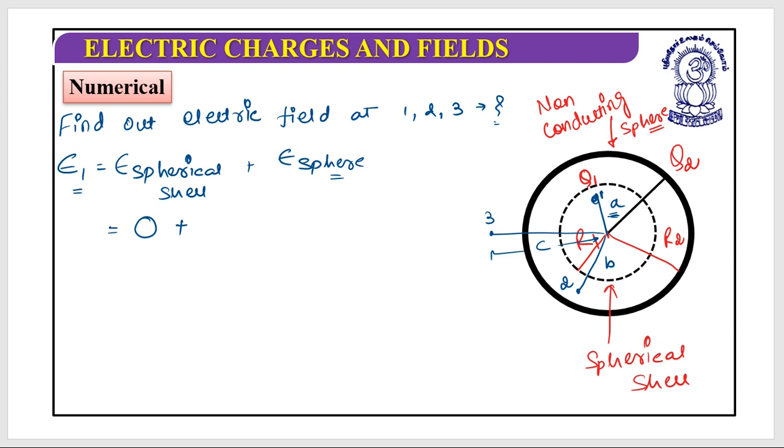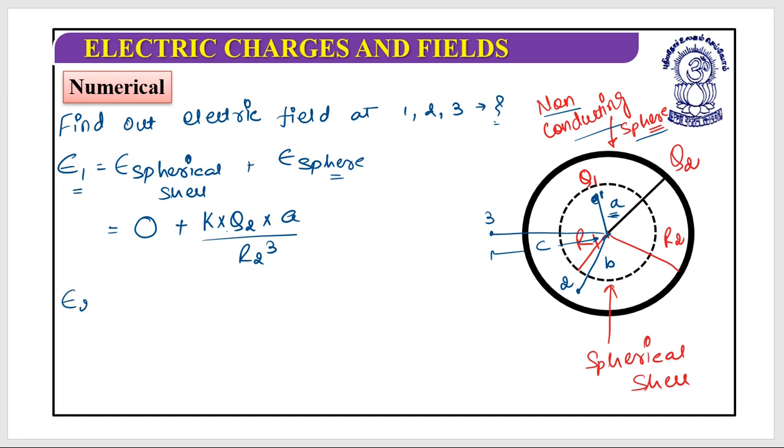Now re-examine the thing. For the sphere, this is an inside point. And when the point is inside, you need to write the electric field as E equals K multiplied by Q2, the charge, multiplied by the distance from the center, which is A, divided by the radius of the non-conducting sphere, which is R2. So this should be R2 cube. You understand the situation? Yes? Are you sure? Well done.